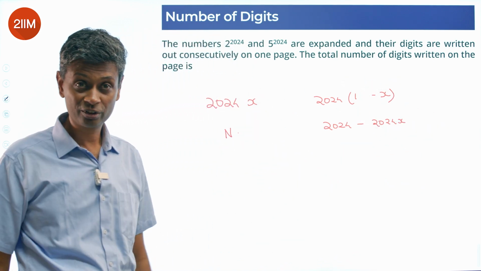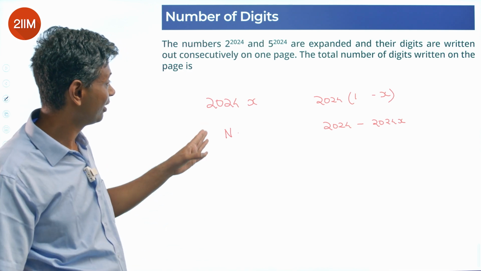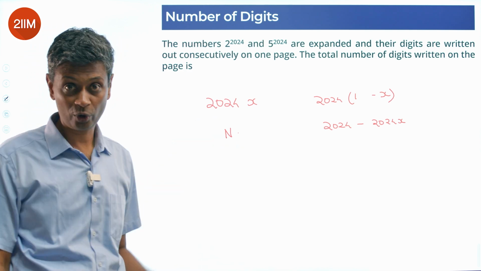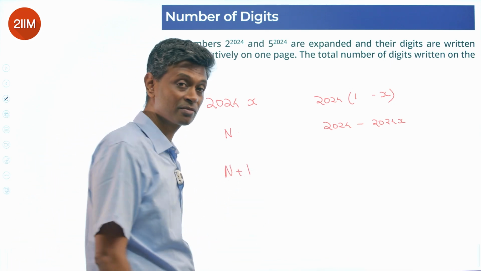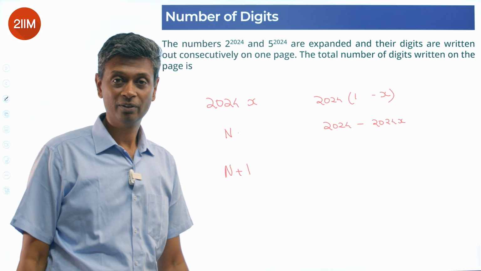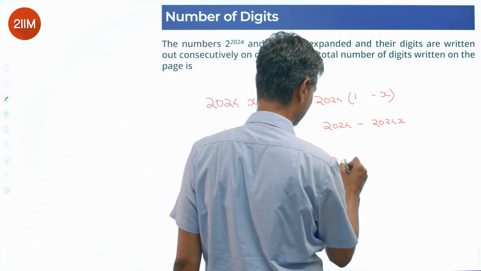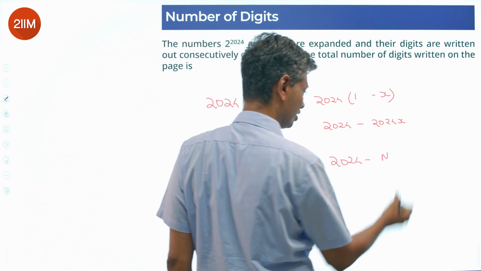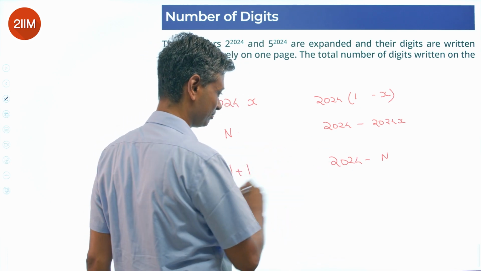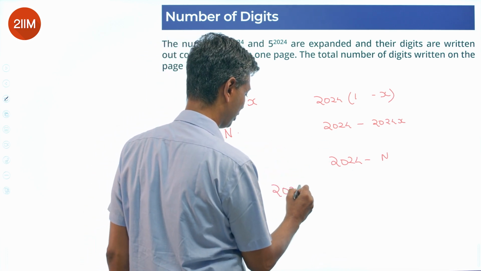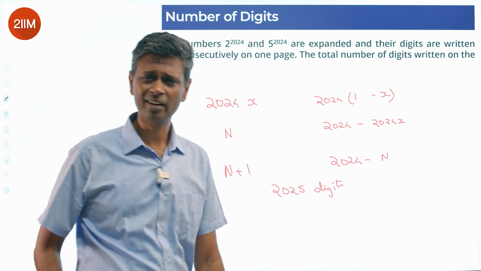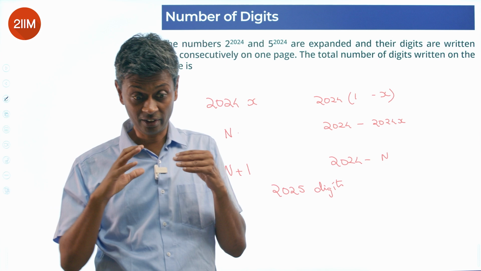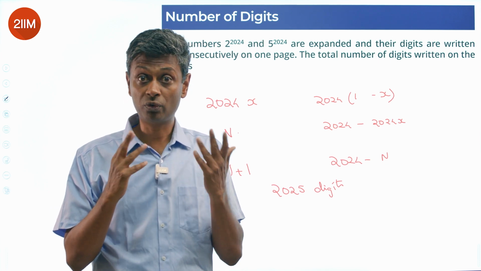Think about this. If this starts with n point something, this will have n plus 1 digits. That number will have 2024 minus n digits. Write down both. 2025 digits totally. Excellent, beautiful question, using the idea that if you take the log of a number to the base 10 and it is 2 point something, it has 3 digits.